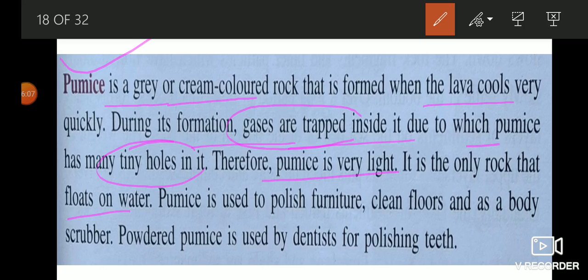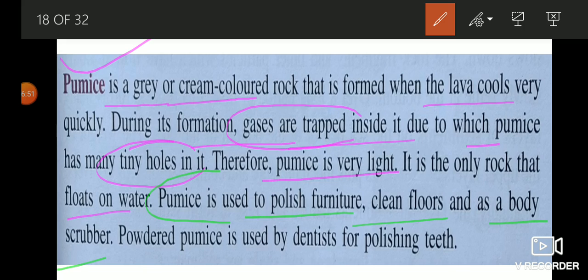So this is about the features of the pumice rock we have discussed. Now what are the uses of this kind of rock? Pumice rock is basically used for polishing furniture and cleaning the floors of the house. It is also used as a body scrubber. Body scrubber means scrubbing the body, scrubbing the skin, so the skin can be cleaned. For the purpose of cleaning the skin of our body, we scrub our skin, and for that scrubbing purpose sometimes this kind of pumice rock is used.